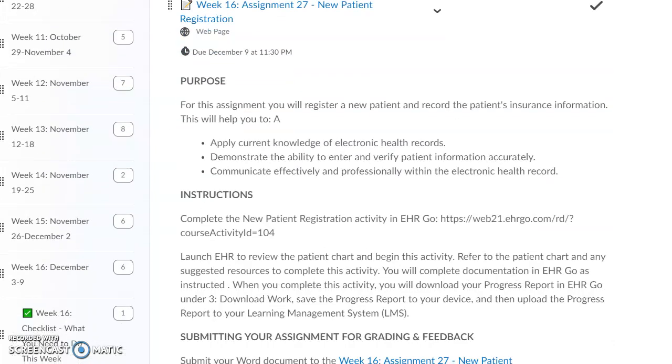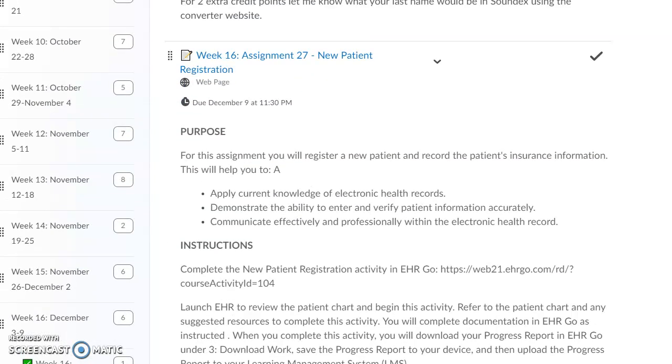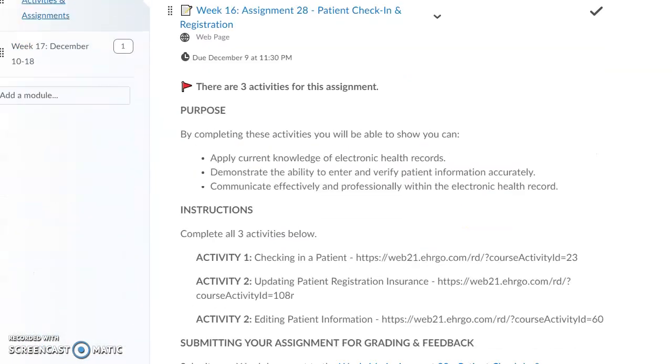Okay, so then assignment 27 is going to be new patient registration, and this is going to be good for everybody just because it is good for, if you're HIT and you work in a small office, it's good for you to know how to register a patient. Same thing with medical assistants. It's always good to know what steps to take to register that patient.